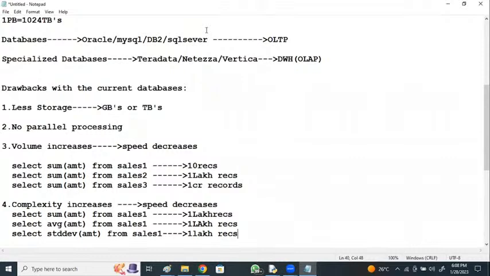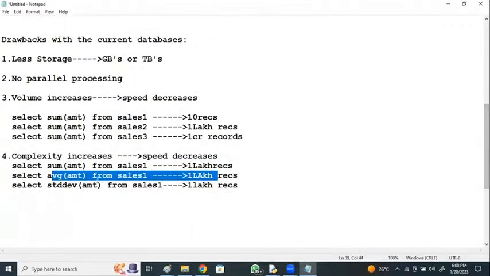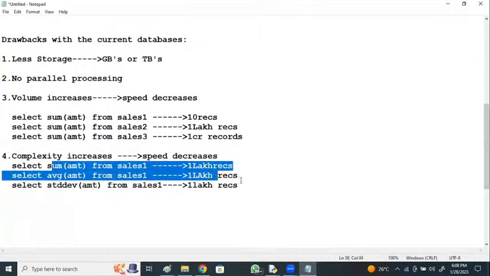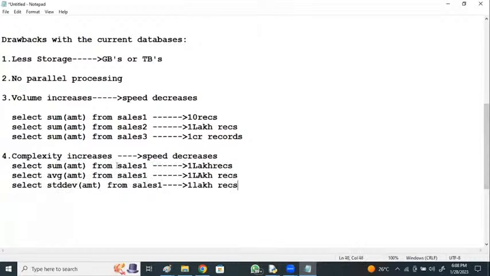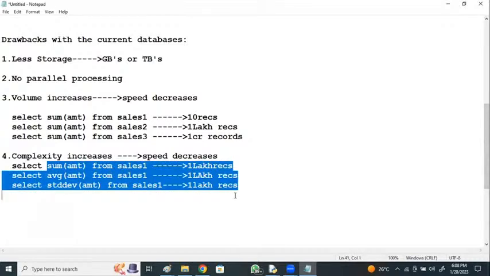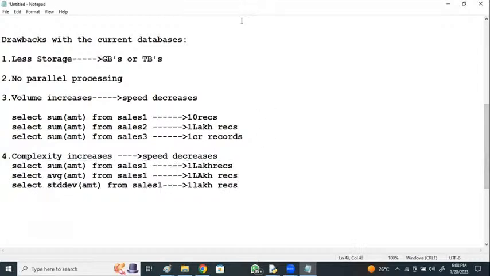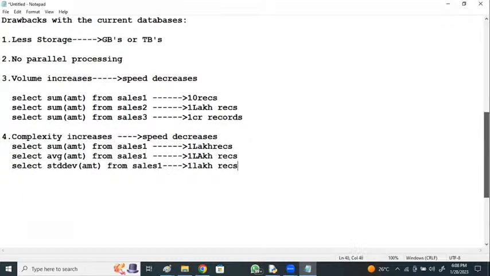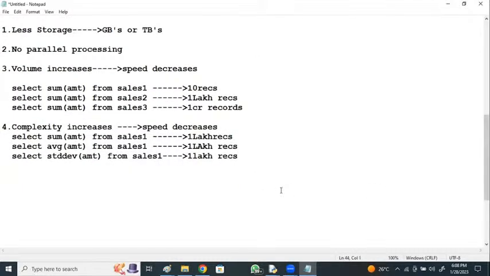First query again, right? Yes. Because average amount is a two-step process. First sum to be calculated, next average to be calculated. Standard deviation requires a lot of internal processing. So again, the first query executes faster as compared with the other two, right? Query to query, as complexity increases, speed decreases, right? Yes. And the major drawback with the databases, right?